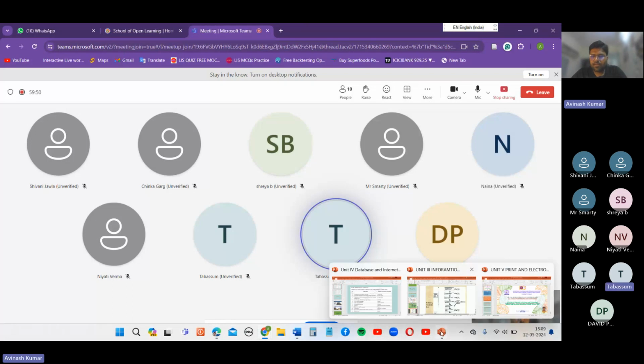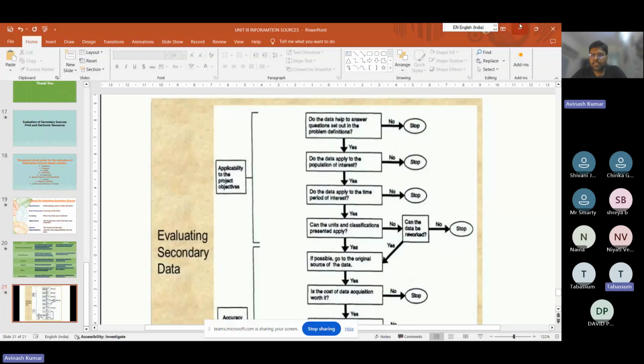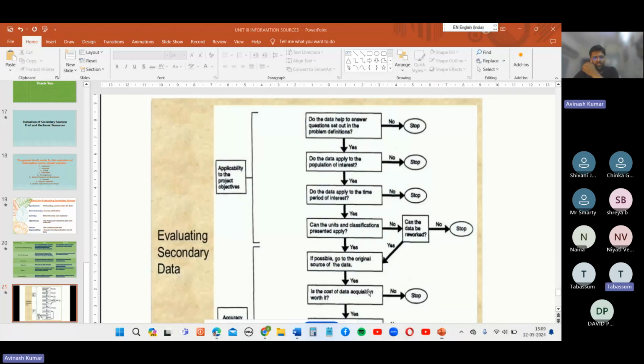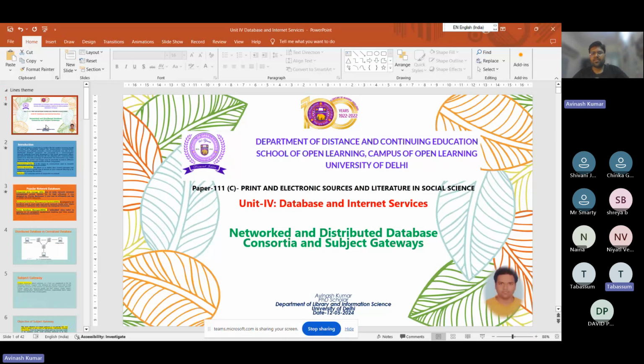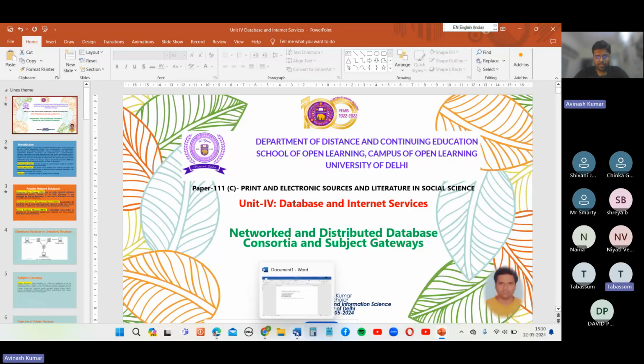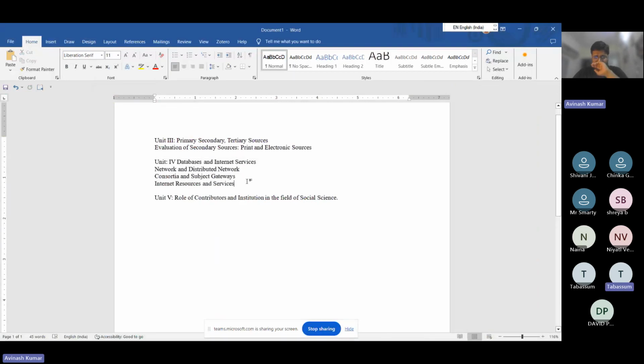So I have completed unit 3, and next one is unit 4. Okay, so unit 4 is here. Unit 4 is database and internet services, network and distributed network. Consortia is very important for the UGC NET examination. And actually this unit is very important, and this also is very important, right?